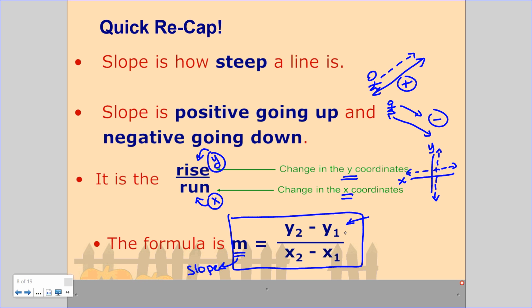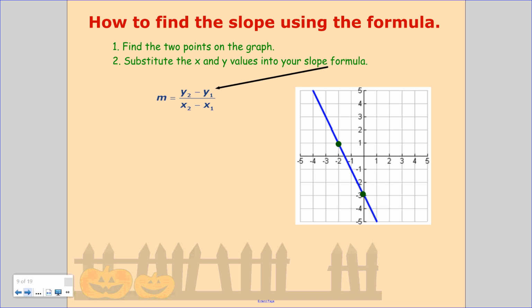So if you find the change in your y's by subtracting them, finding their difference, and you find the change in your x's, again subtracting the x values, finding their difference, and set that up as a ratio, that is your slope formula, and will give you the slope of that line.